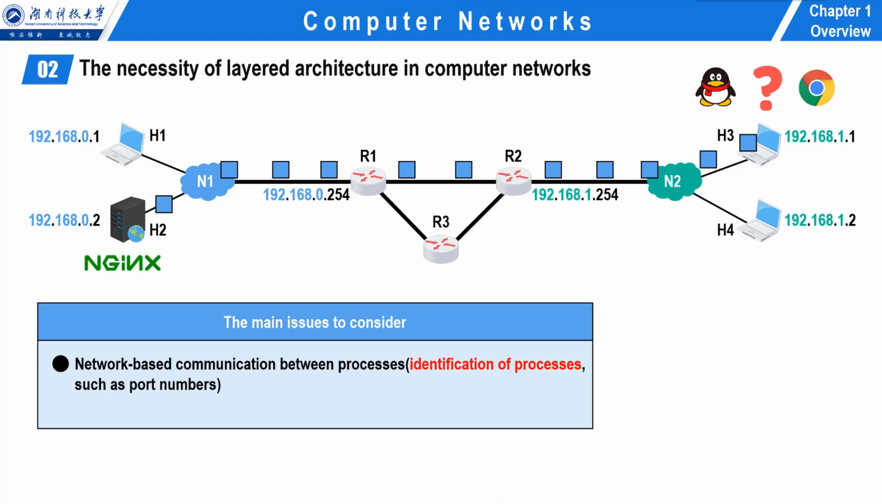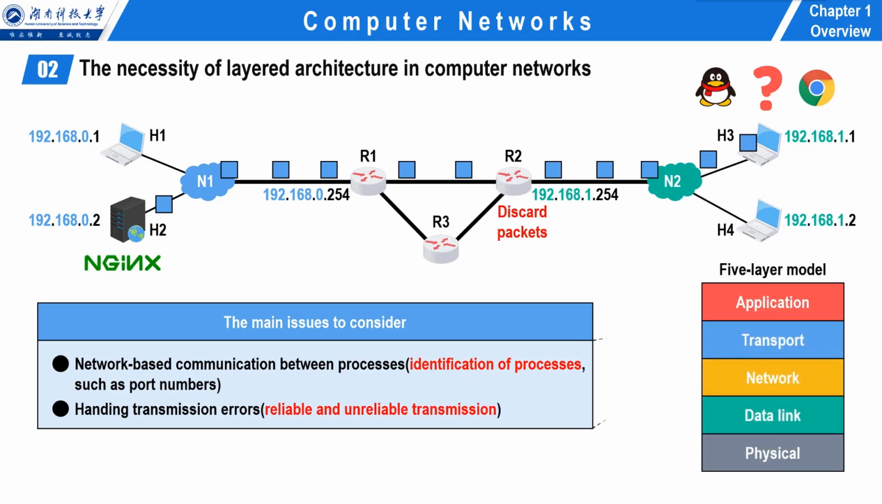In previous classes, we mentioned that data packets are discarded by routers or user hosts due to errors, or normal data packets are actively discarded due to busy routers. These all fall under the category of transmission errors. So, how should transmission errors be handled when they occur? This is also an issue that needs to be solved. We can categorize these issues into the transport layer. So far, if we solve the issues of the physical layer, the data link layer, the network layer, and the transport layer respectively, we can achieve network communication between processes.